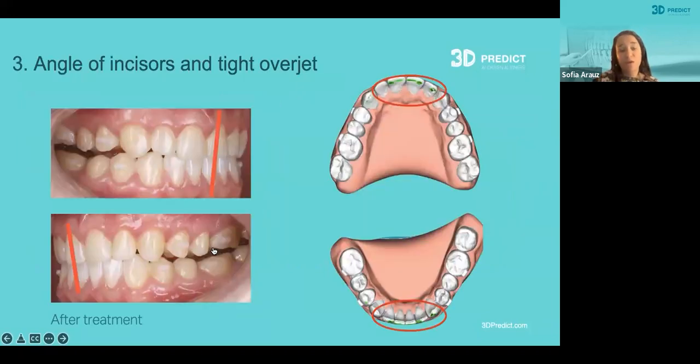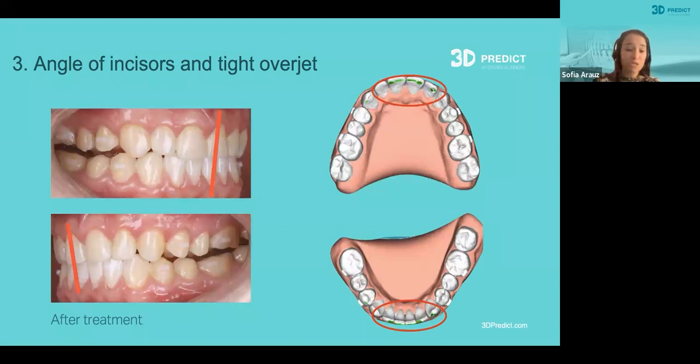The third reason is angle of incisors and tight overjet. When you look at the last step of the treatment plan, we're always going to try to give you balanced occlusion. But please know that we're following your prescription once again. So if your prescription is calling for a tight overjet at the end of the treatment, you're not taking into account the width of the aligners.